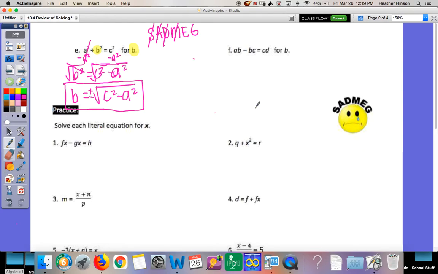Okay, and f, we want to solve for b. This time, it's a little different. We have two b's right there. So we've talked about this. We can't solve it when we have two b's. So how do we solve it? This is where you're going to take a GCF. Both of them have b's, so we're going to take a b out. That'll leave us with a minus c. Just take the b out front.